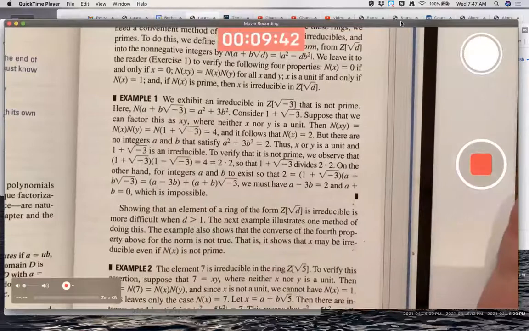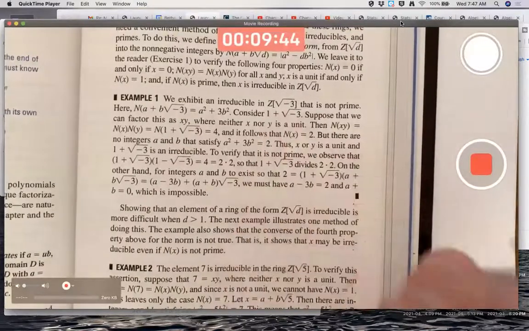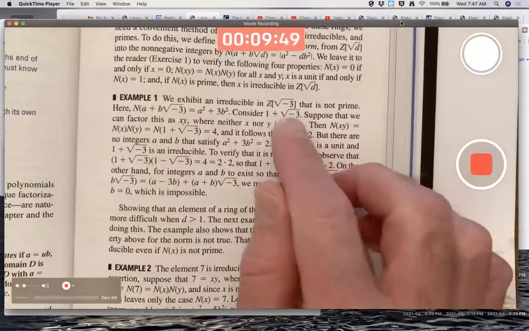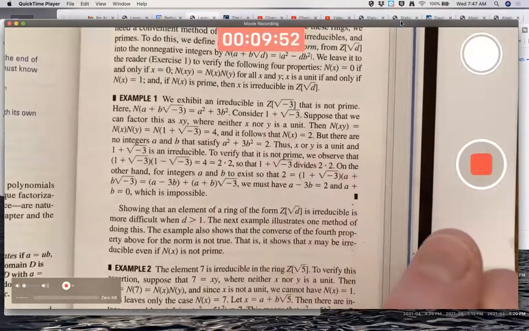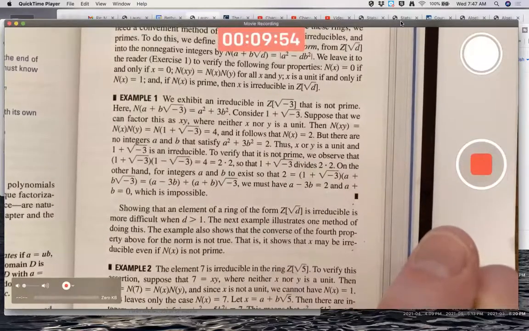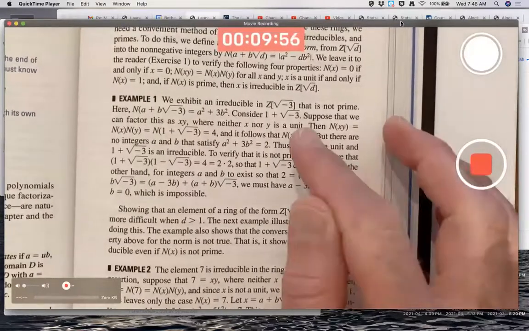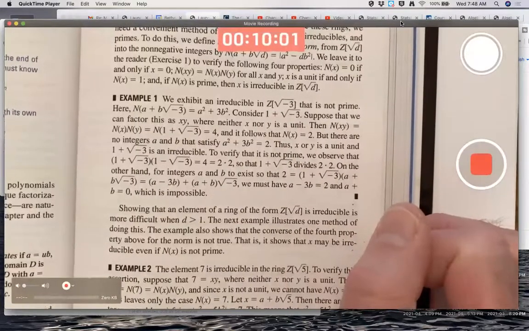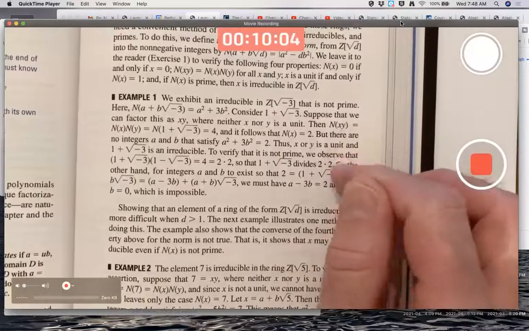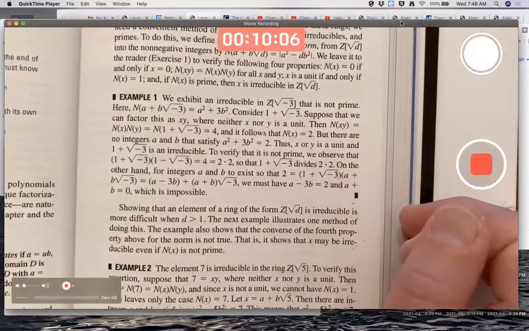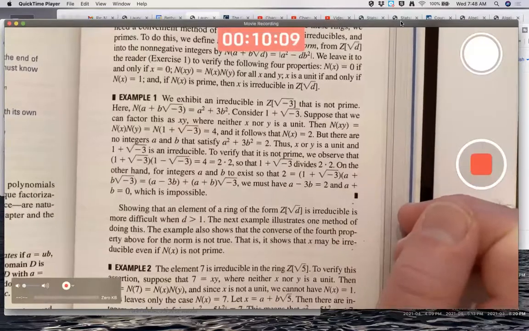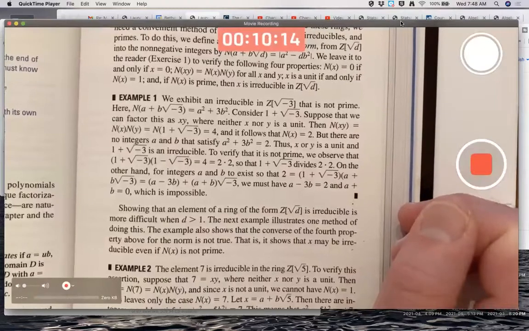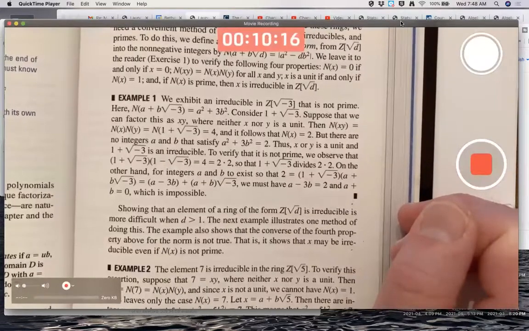The point of example 1 is that when D is -3, you can prove that there is an element of this ring that is irreducible but not prime. So they're not equivalent. This is one example of a ring where there are irreducible elements that are not prime. We'll come back to the proof of this when we look at the example from the test, but just realize that the main thing to conclude is irreducibility and prime are not equivalent.